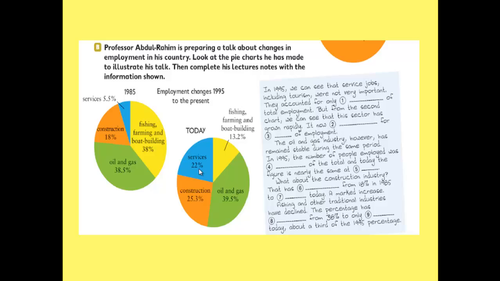The oil and gas industry, however, has remained stable during the same period. In 1995, the number of people employed was 38.5% of the total, and today the figure is nearly the same at 39.5%. What about the construction industry?